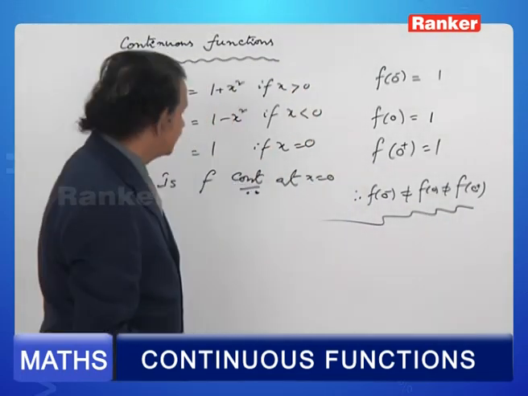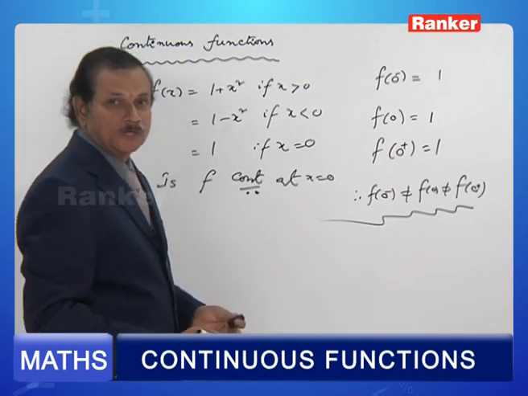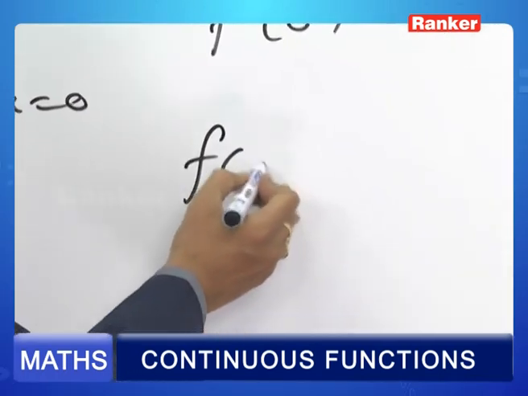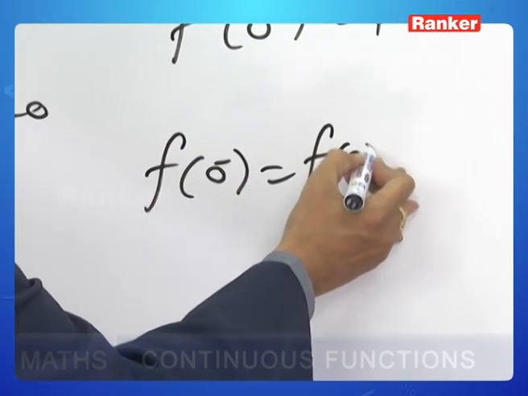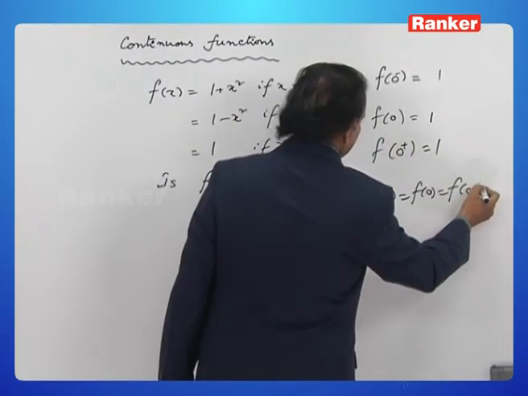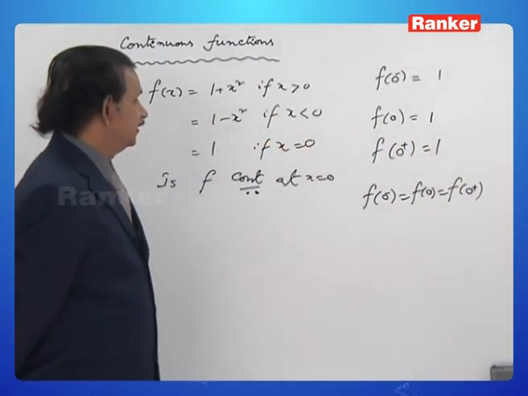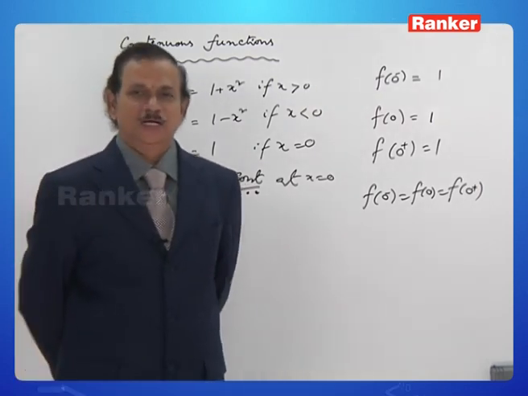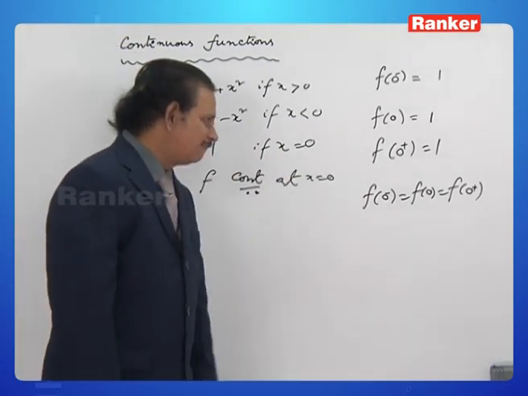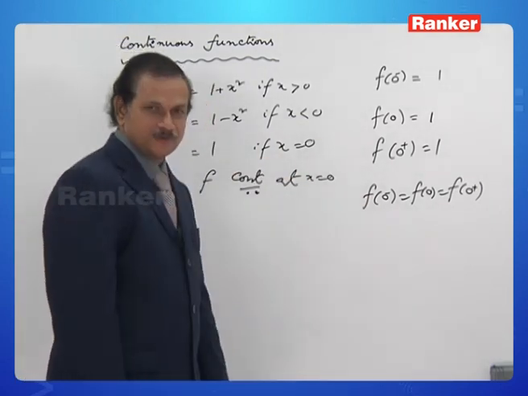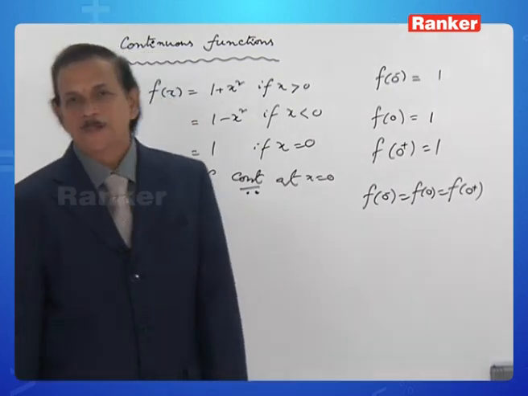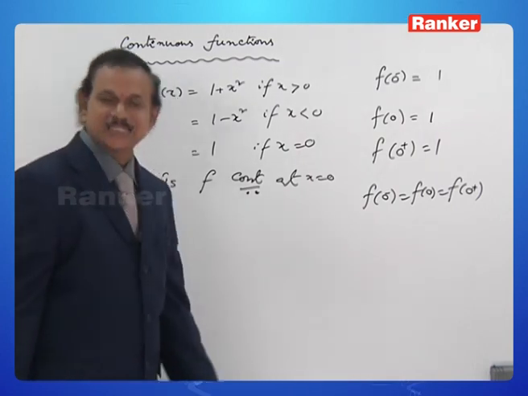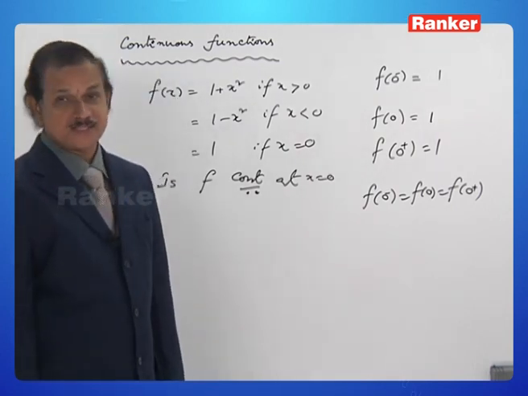F of 0 from right, that is right hand side limit, 1 plus x square. What is 1 plus x square? It is also 1. So it has turned us to a continuous function at x equal to 0. All the three values have become equal. F of 0 from left, f of 0 and f of 0 from right, they are equal. Therefore, we declare that the function f is continuous at x equal to 0.